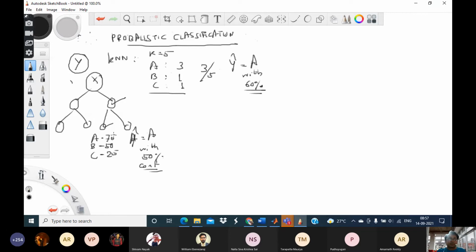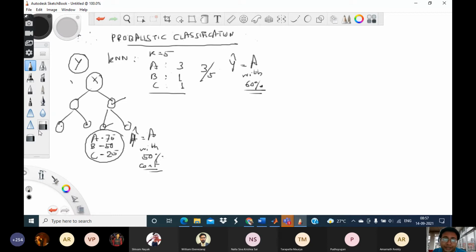But that 50% confidence is again with respect to only these examples. If instead of going to this leaf node, I had gone to this other leaf node, then I would have calculated the same confidence with respect to a different set of training examples. So while these give me some notion of confidence, it seems to be a bit arbitrary.